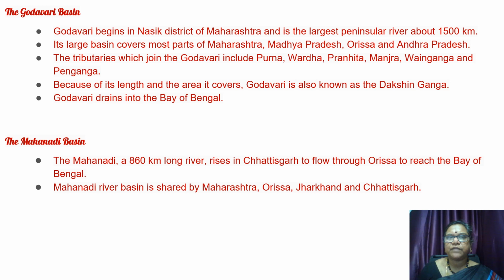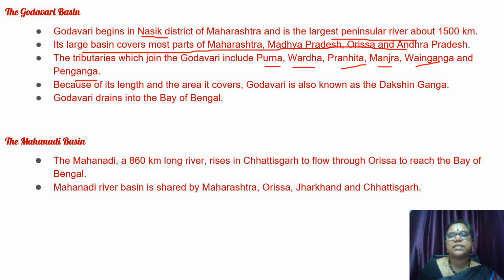Moving on to the Godavari basin. Godavari begins in Nasik district of Maharashtra. It is the largest peninsular river, about 1500 kilometers. Its large basin covers most parts of Maharashtra, Madhya Pradesh, Orissa, Andhra Pradesh. The tributaries which join the Godavari include the Purna, Wardha, Pranhita, Manjra, Wainganga and Penganga.